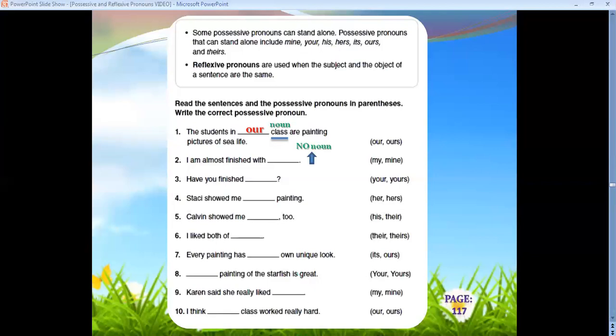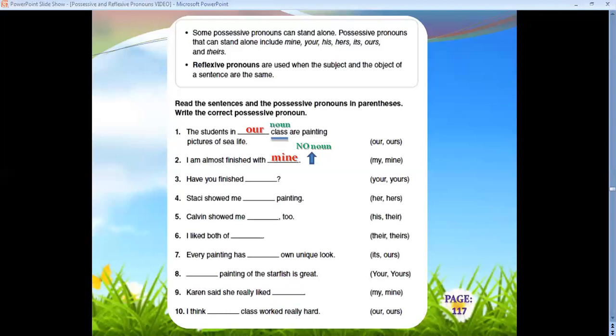No noun. So this pronoun can stand alone without a noun. Is it a possessive adjective or possessive pronoun? Of course it's a possessive pronoun. So do I have to use my or mine? Let us read together. I am almost finished with my what? So it's wrong. I have to use mine because mine can stand alone with no noun.